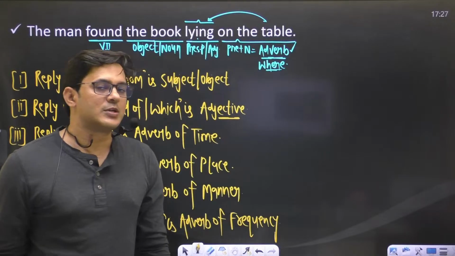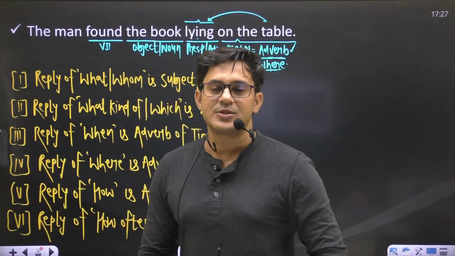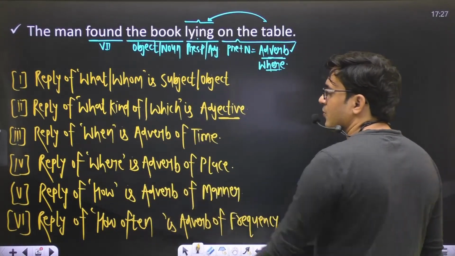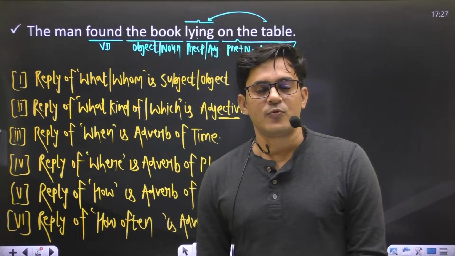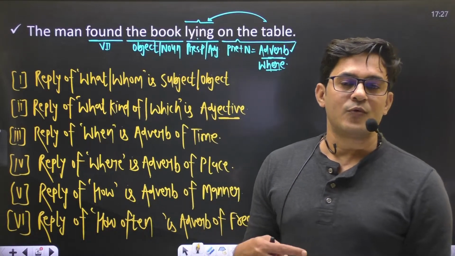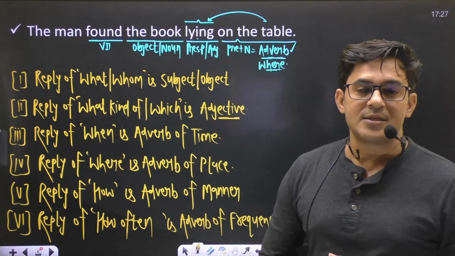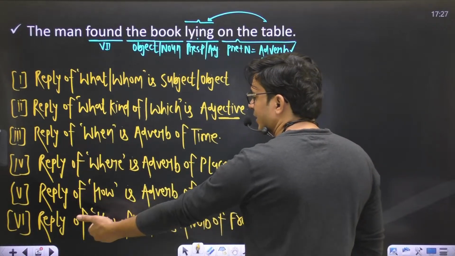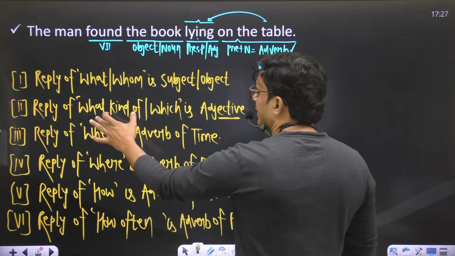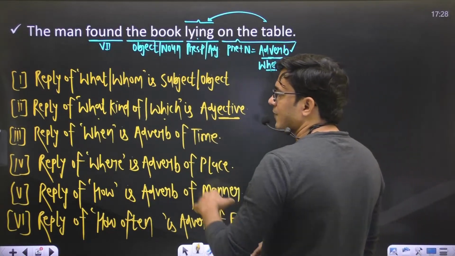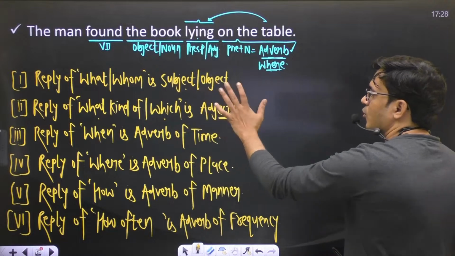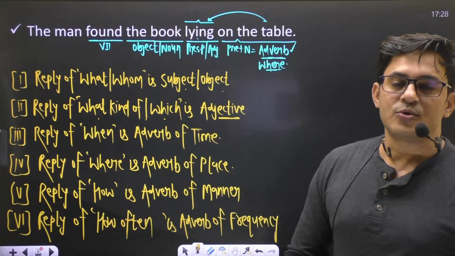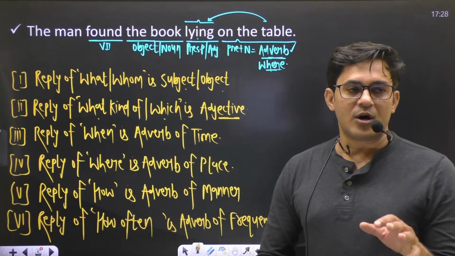So these are several words which can be asked to get the reply of different adverbs. Like the reply of when is adverb of time, where is adverb of place, how is adverb of manner, and how often is adverb of frequency. To what extent is the reply of adverb of degree, right? And the reply of what kind of or which is always adjective. The reply of what or whom is always subject or object. So these are the words which can be used to get the reply of different parts of speech. You can say noun, pronoun, or adjective, or adverb, right?